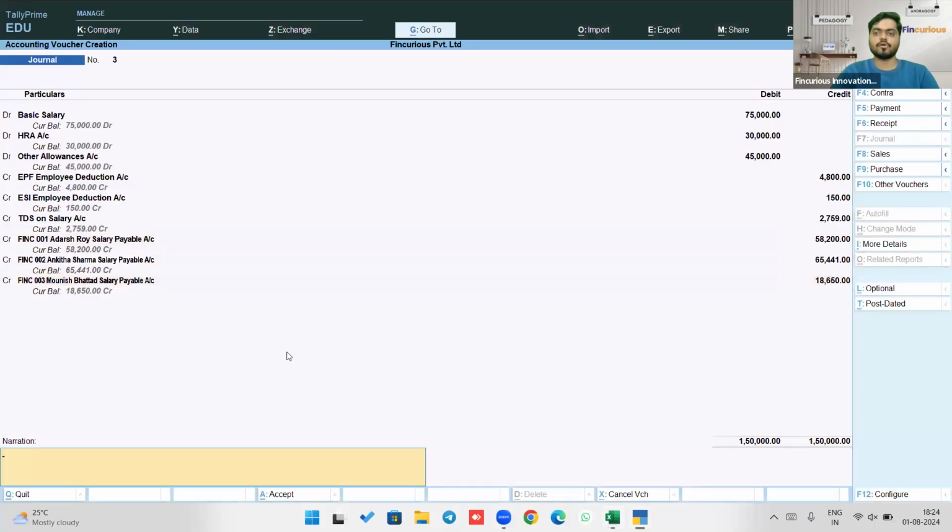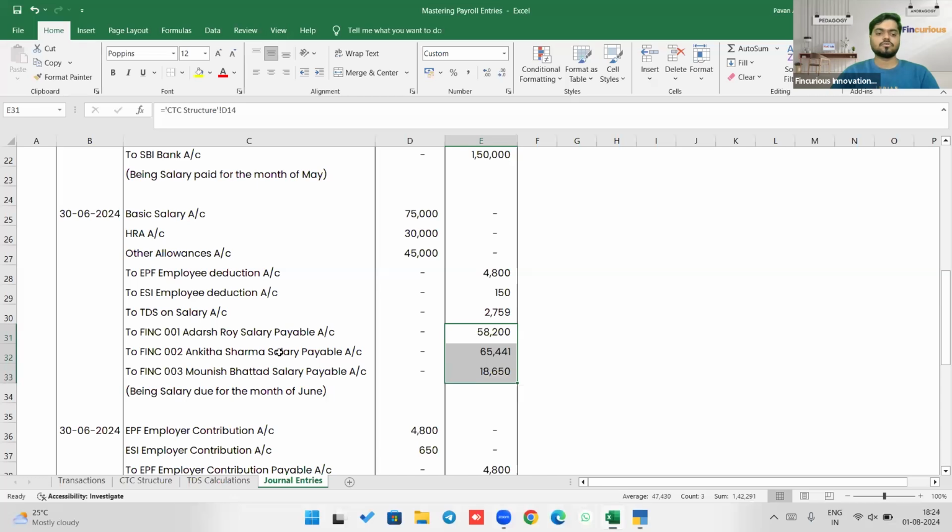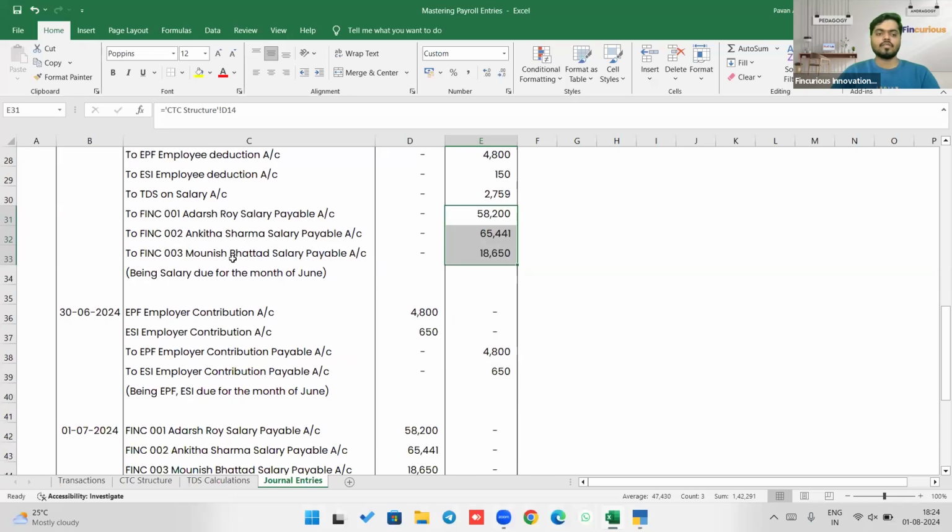So this is how we are going to pass the due entry, being salary due for the month of June 2024. So we passed the due entry. Now how to pass the payment entries? We need to pass the payment entries, right? But before passing the payment entries, we need to pass another due entry. What is that another due entry?